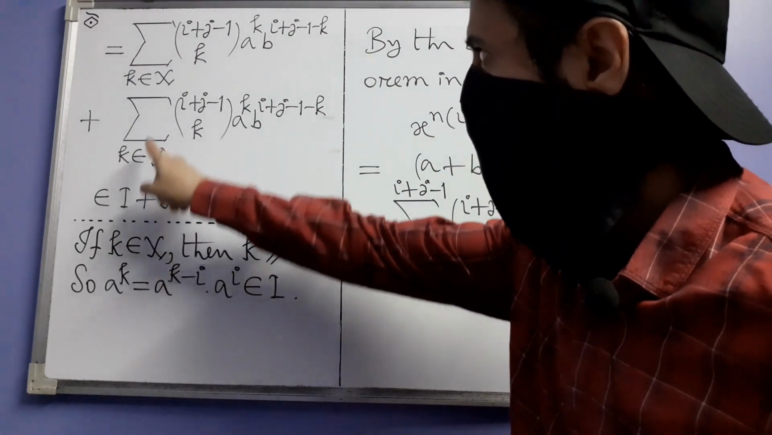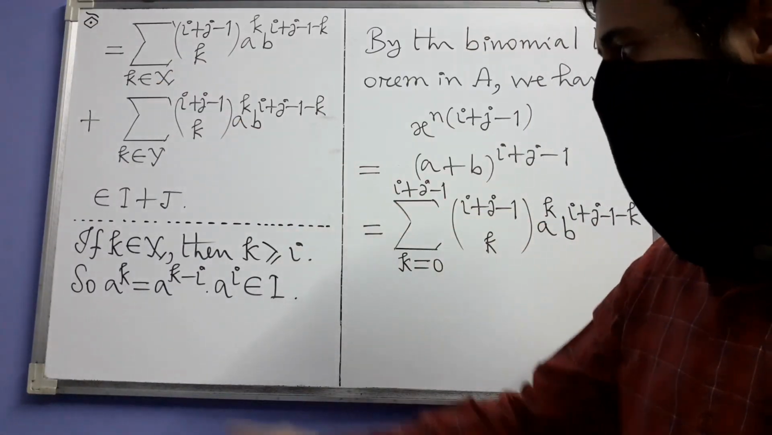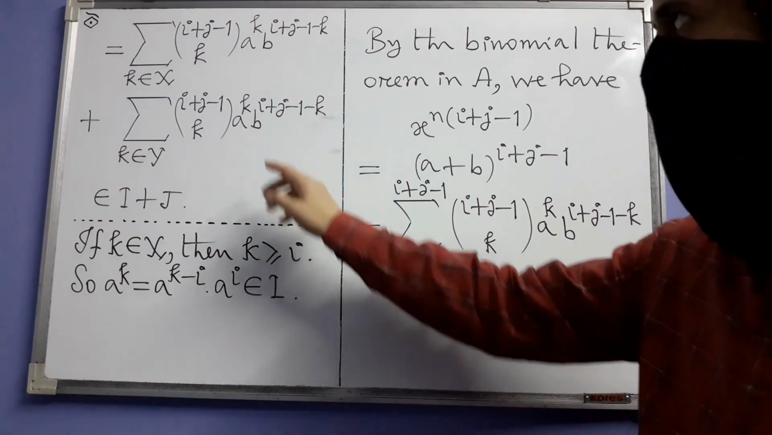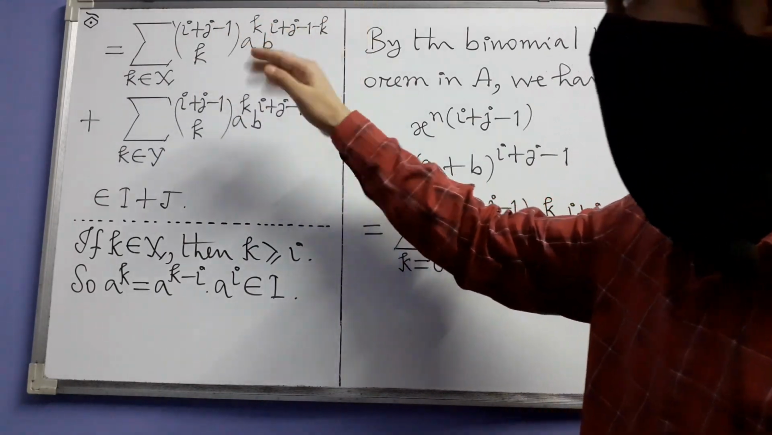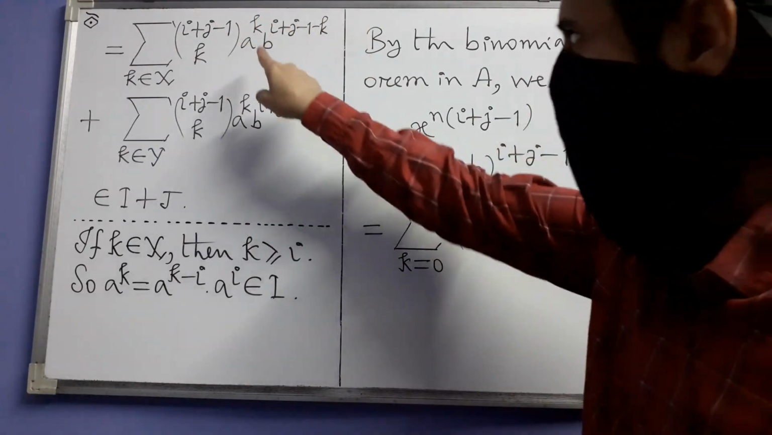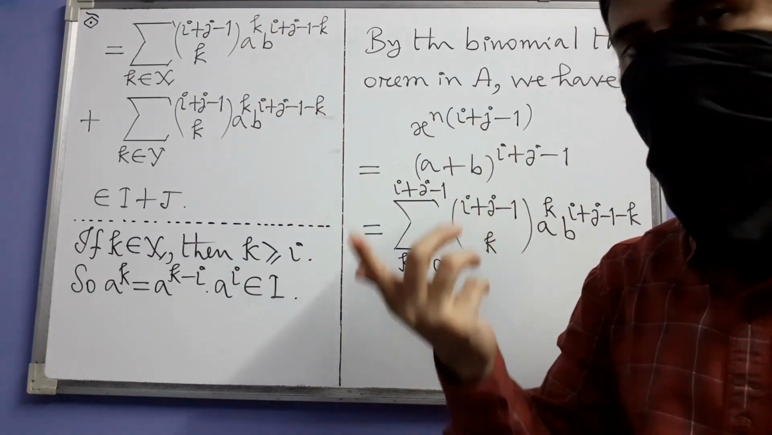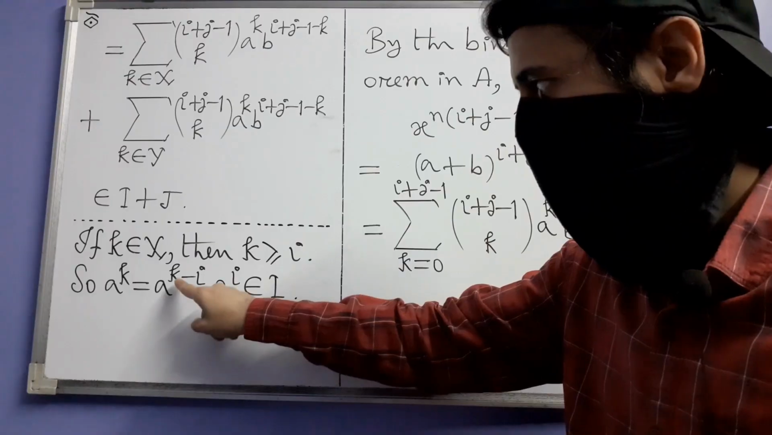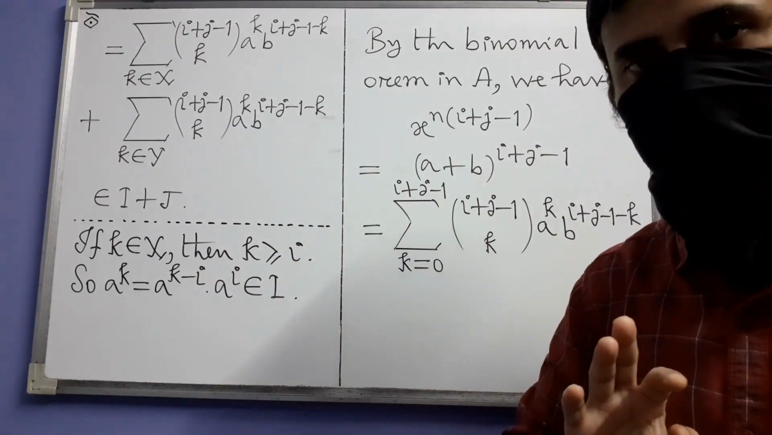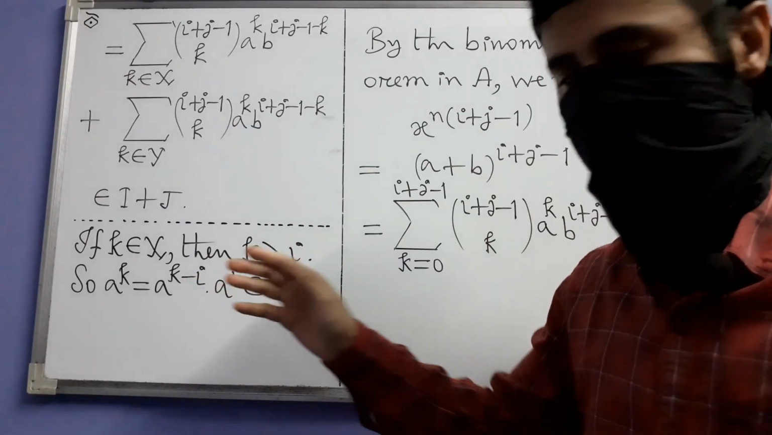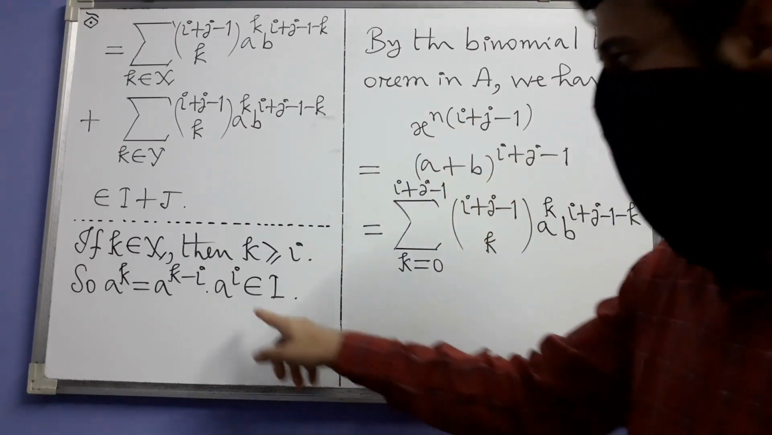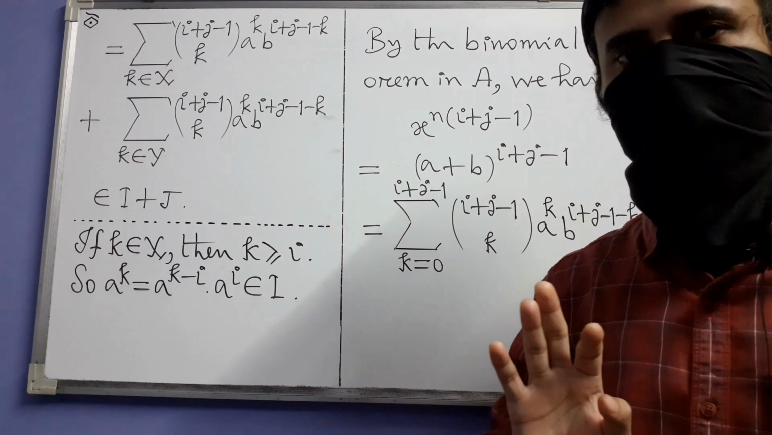If the index k is an integer in the set X, then by the definition of X, k is greater than or equal to I. Now forget about the sum and all the other terms momentarily and only concentrate on the power a to the power k. And a to the power k can be written as a to the power k minus I times a to the power I. That other rule of exponents, the one other than this one, is also applicable here.